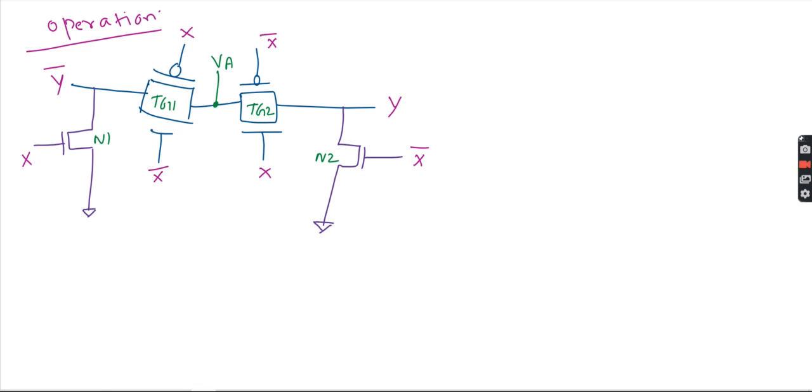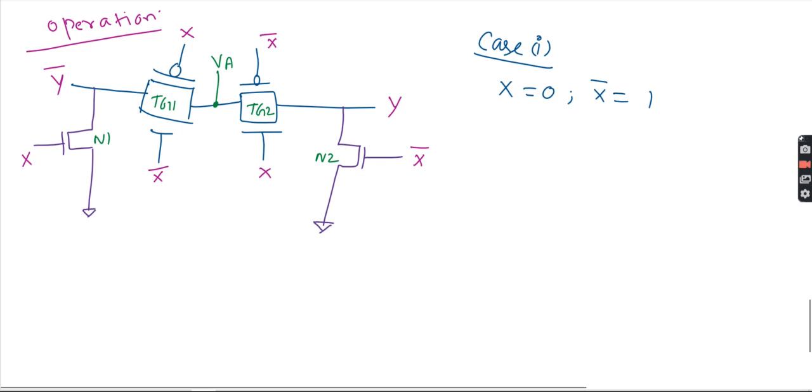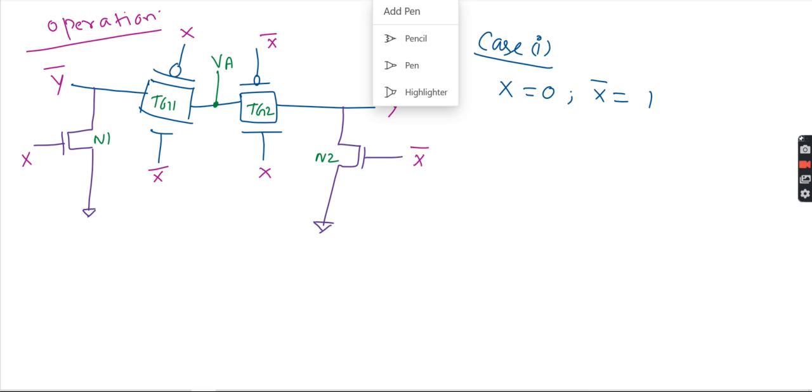Okay, first step. What we need to do first is apply the input X and its complement to the circuit. First, case 1. Let me write it as case 1 here, the operation. The inputs we are applying: first x is equal to 0 and x bar is equal to 1.